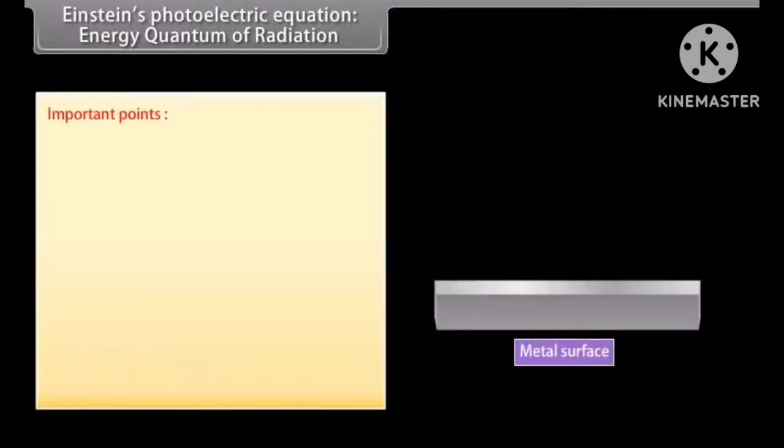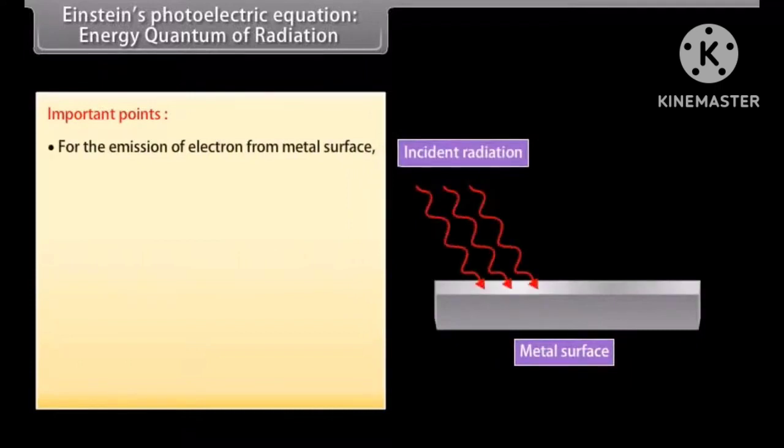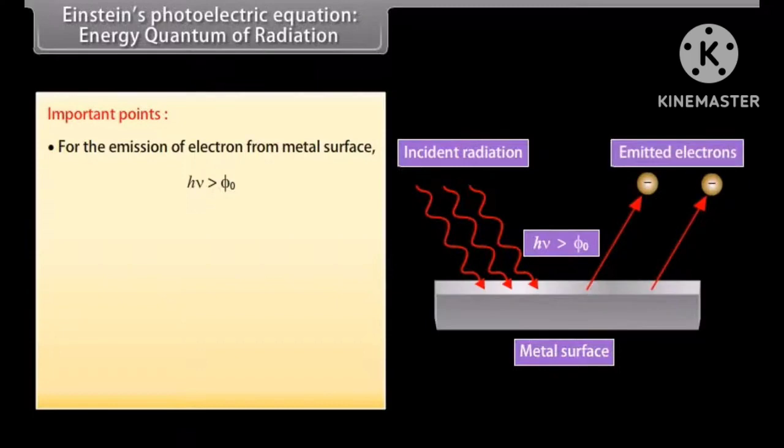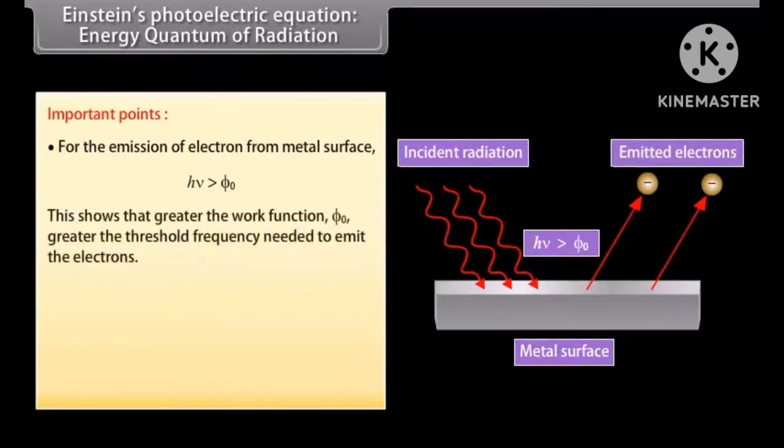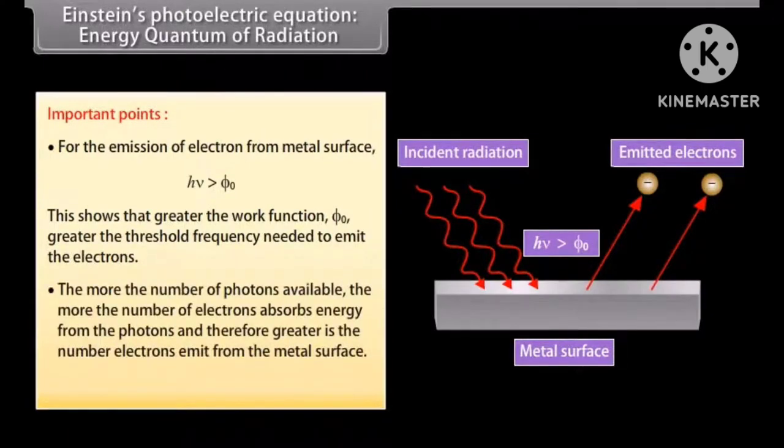Important points. For the emission of electron from metal surface, hν must be greater than φ0. This shows that the greater the work function φ0, the greater the threshold frequency needed to emit the electron. The more the number of photons available, the more the number of electrons absorb energy from the photons, and therefore greater is the number of electrons emitted from the metal surface.